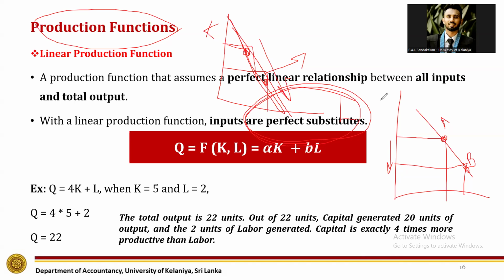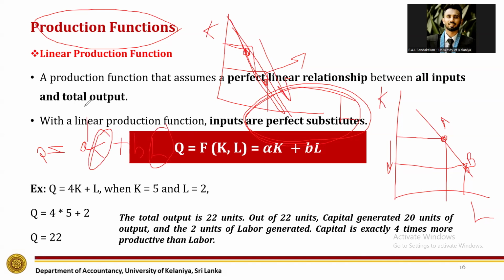The linear means the factors. Factors means inputs. Here capital and labor are easily replaced by one another. Another input we can easily replace. So as a function, we can write Q equals A into K plus B into L. Then L and K you already know: K is the capital, L is the labor.